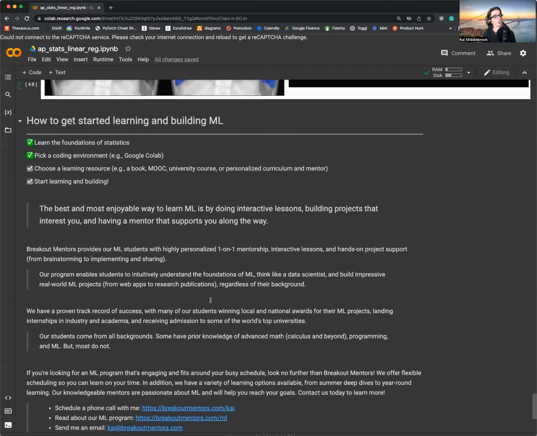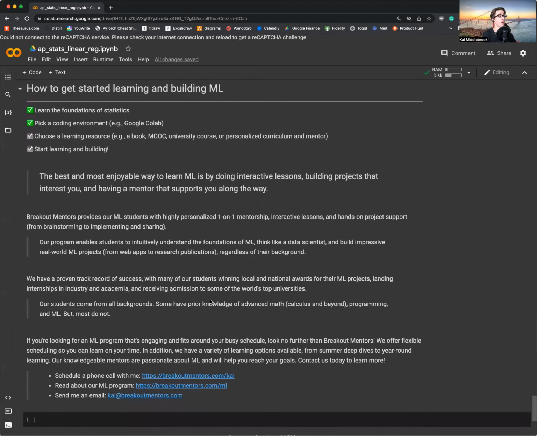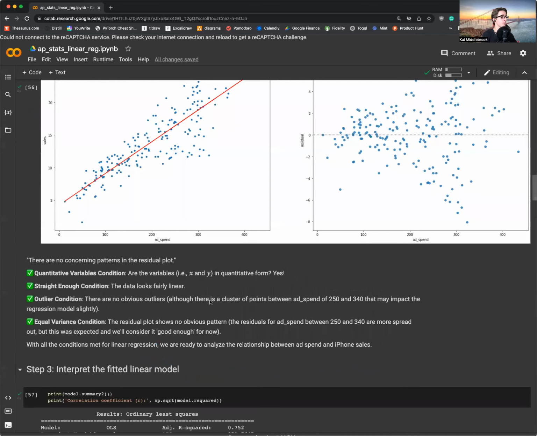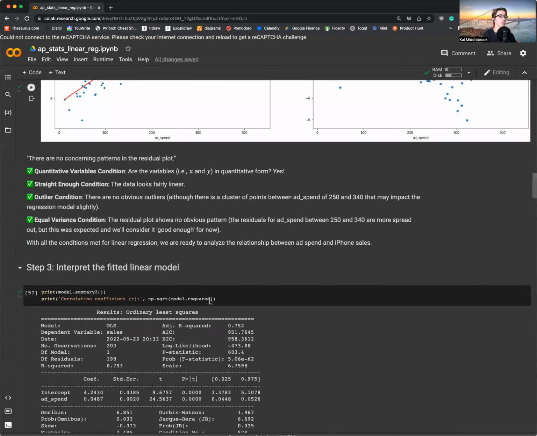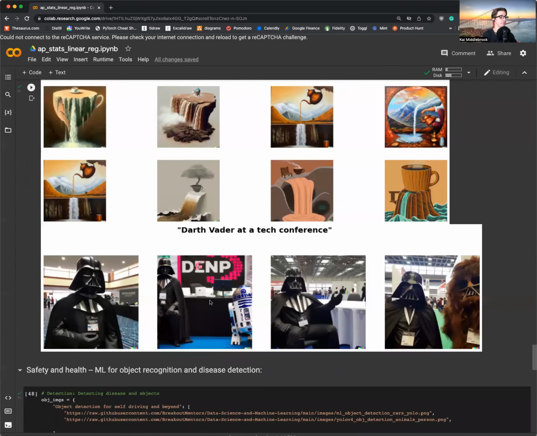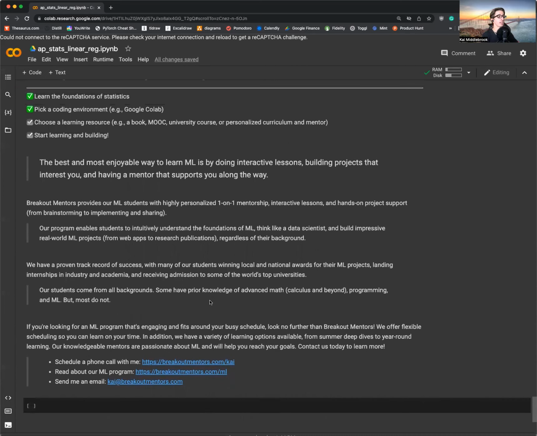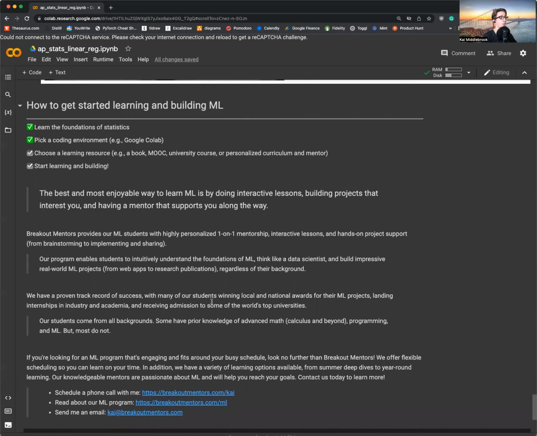But yeah, that's the end of the lesson today. As we spoke about a little bit earlier, we covered linear regression. We used Apple sales data and ad spend. We then covered and connected how statistics is related to machine learning and how they complement each other. And then we also took a look at what machine learning excels at and how you can get started learning it. So I hope you enjoyed today's episode and hope to see you soon.